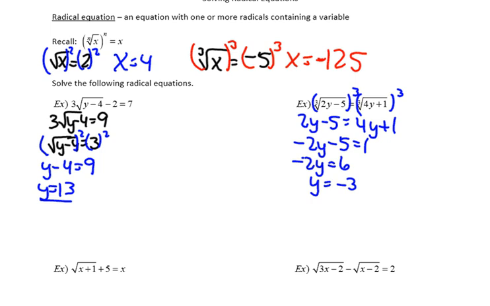Now again, let's go back to the original equation and check to make sure that that is a solution. So 2 times a -3 is -6, minus 5 is -11. So that's a cube root of -11, which is indeed a real number. And 4 times a -3 is -12, plus 1 is -11. So the cube root of -11 does equal the cube root of -11. Y equal to -3 is a solution.